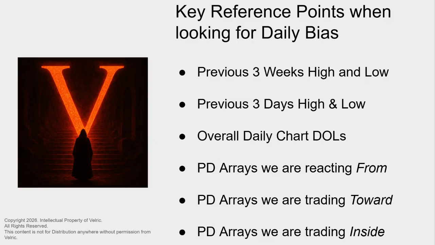PD arrays we are reacting from. So if we're looking at a fair value gap and we've come out of that fair value gap, but it reacted to the upper quadrant of it, it didn't even use the lower half. That's a sign of strength and indicative of higher prices.